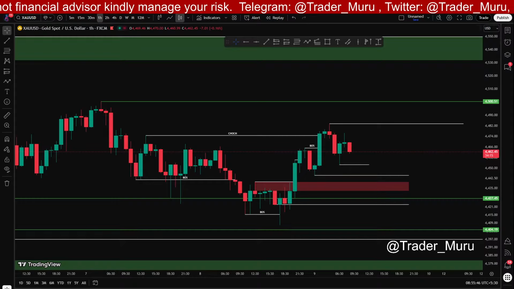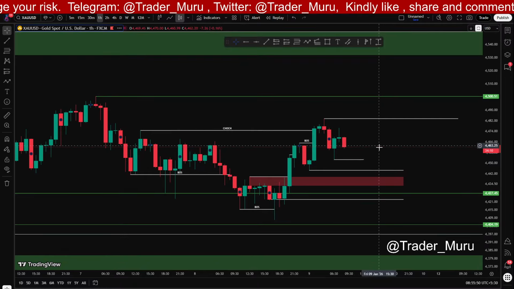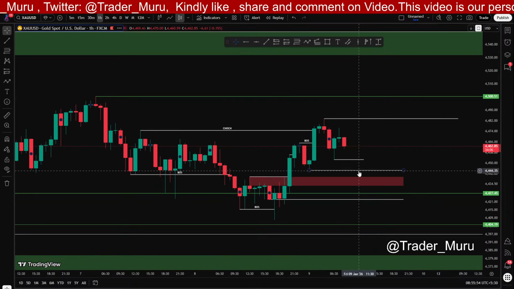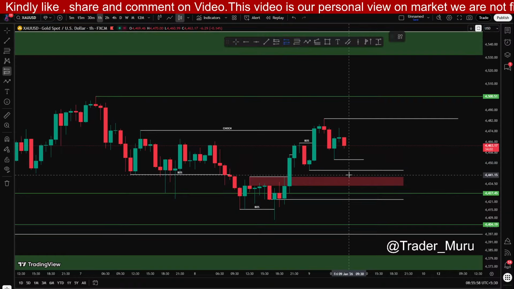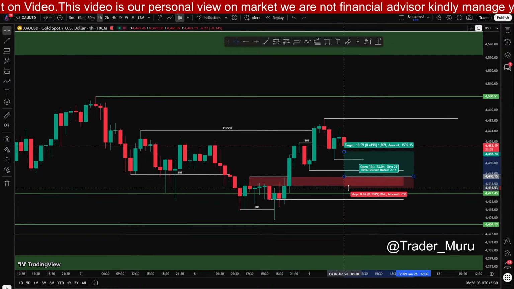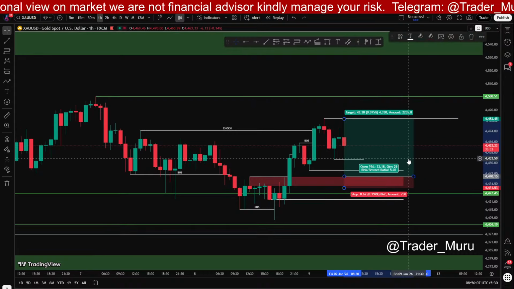How do you apply risk reward on retracement entries? Just go for structural areas and enter and buy. If you are entering here, your stop loss will be below this area. This is your target. This is how you play.